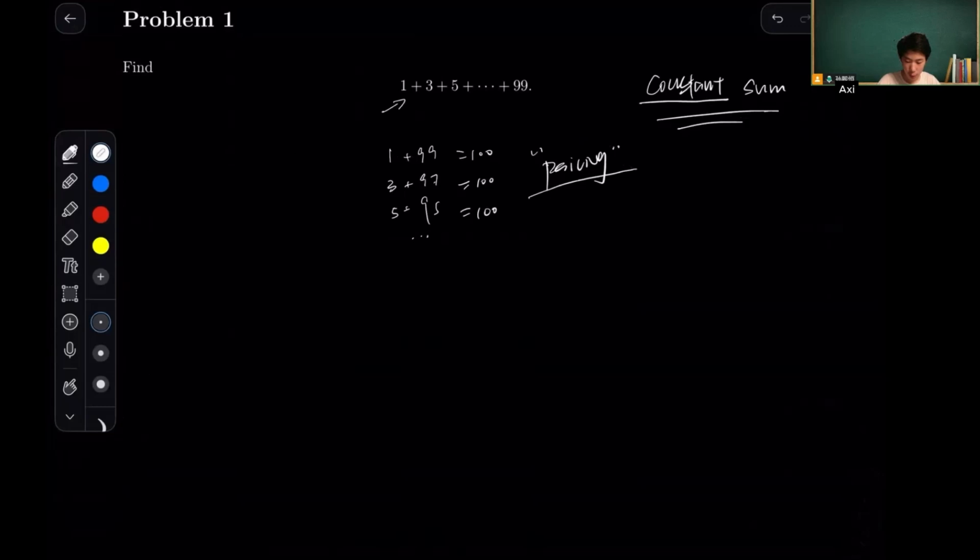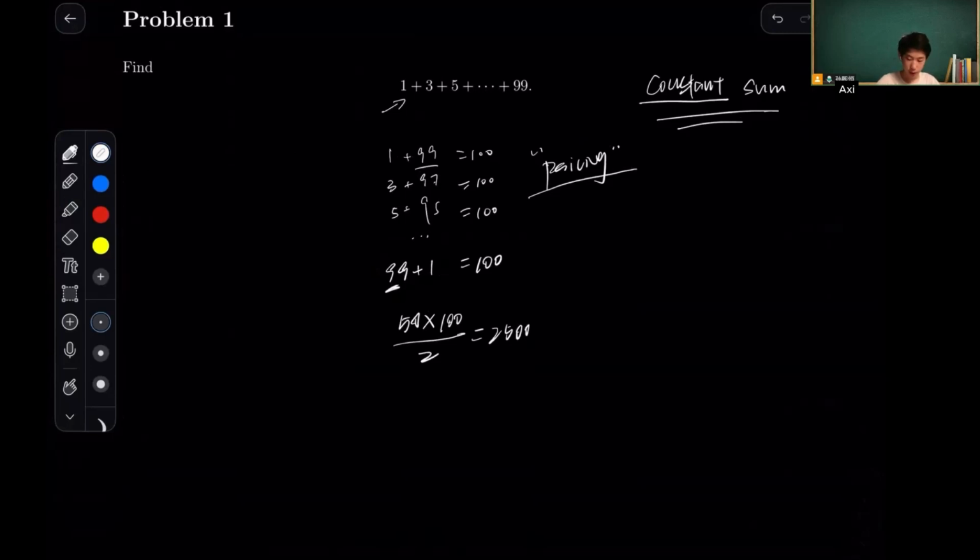In this case, we have a total of 50 pairs. We can repeat the same thing for every single number, all the way up to 99 plus 1, which is still the same 100. Since there are 50 numbers from 1 to 99, there is a total of 50 pairs times 100. And then after that, since we counted each number twice, we have to divide it by 2. So the answer here is 2500, and we're done for this problem.